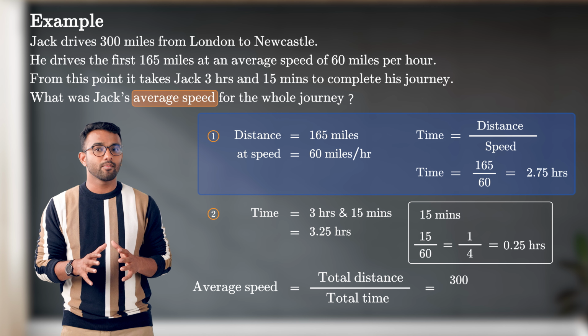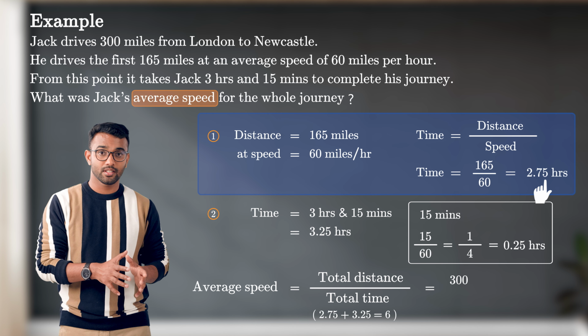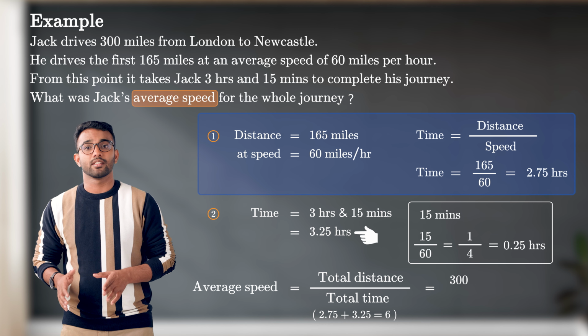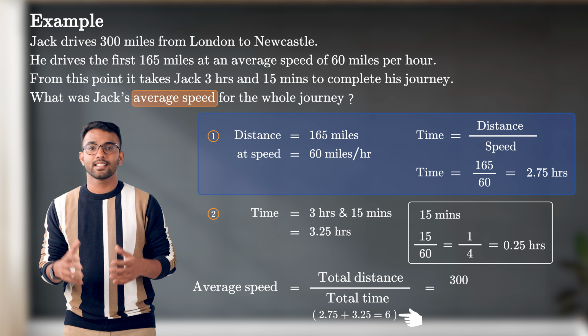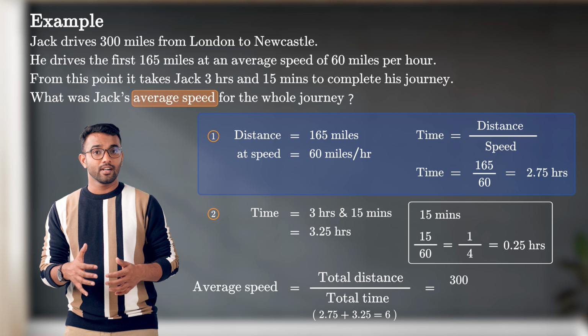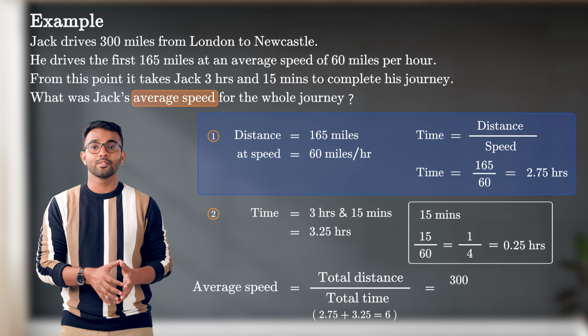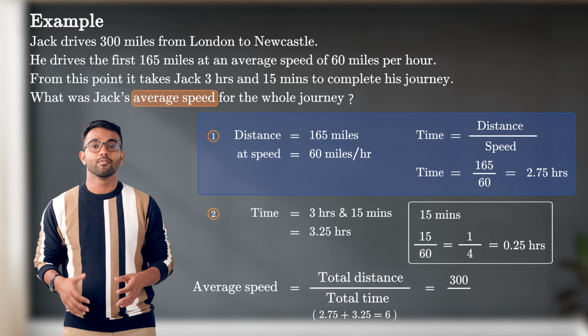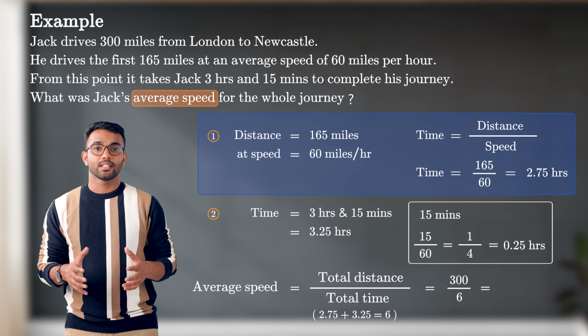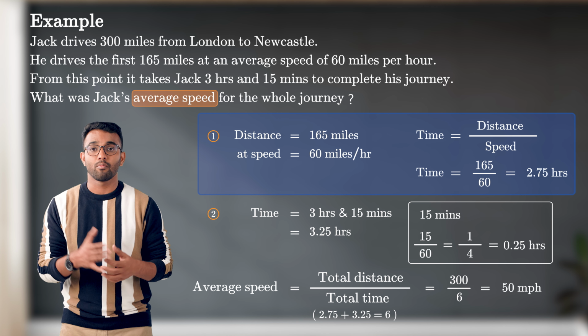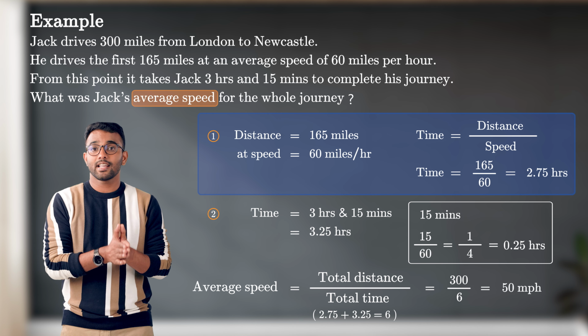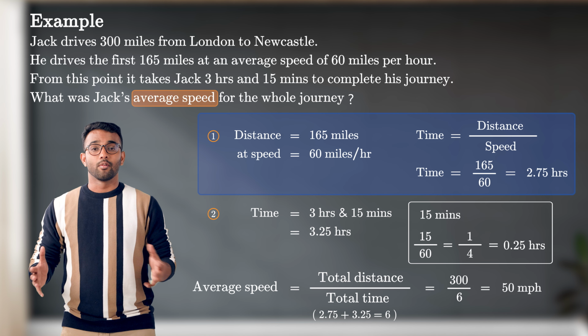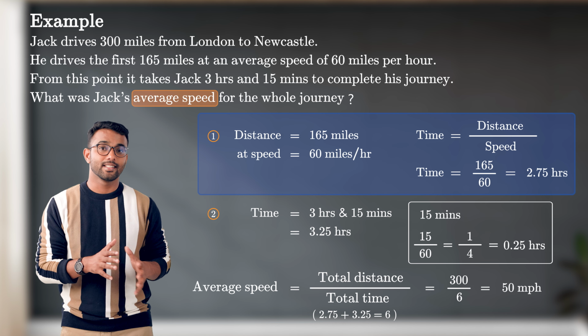So the total time is 2.75 hours plus 3.25 hours, which is equal to 6 hours. Therefore, the average speed is equal to total distance, 300 miles, over total time, which is 6 hours. That will give the answer to be 50 mph, or miles per hour. That's Jack's average speed for the journey. So, speed equals distance over time.